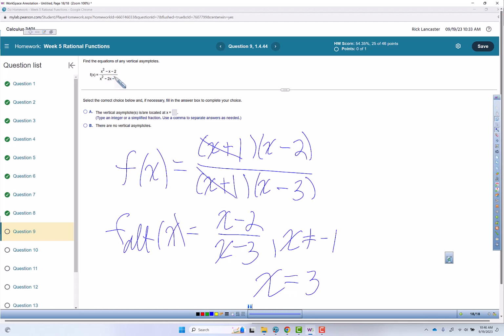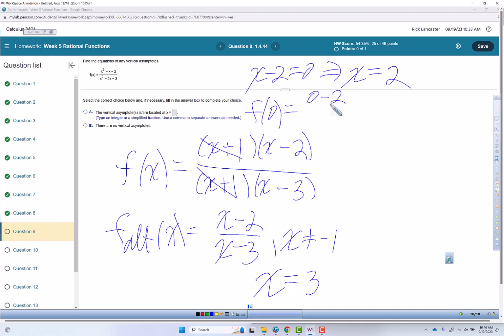So for the numerator, the x-intercept is going to be the 0 of the numerator. So if we say x minus 2 equals 0, that implies that our x-intercept is x equals 2. The y-intercept is f at 0, so if we go to 0 minus 2 over 0 minus 3, we get negative 2 over negative 3, or 2/3 for the y-intercept.